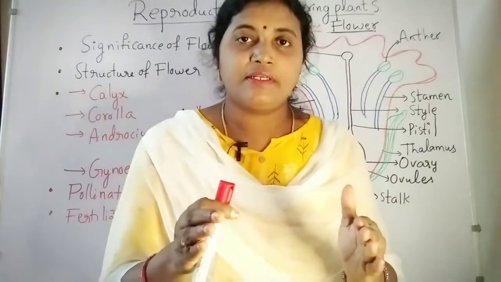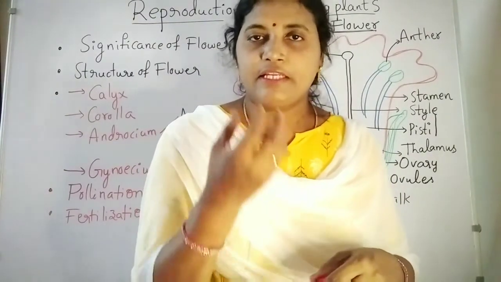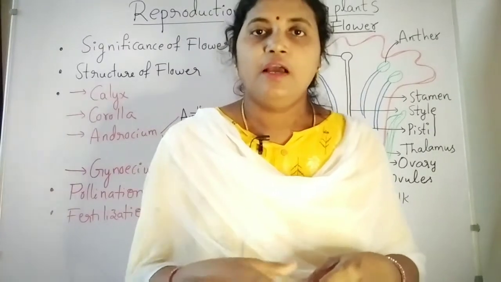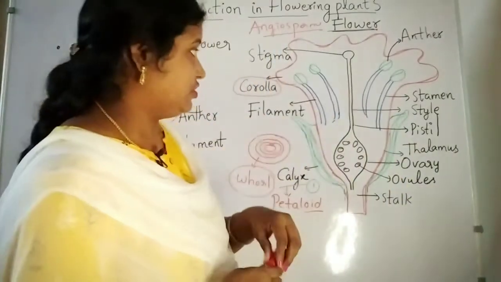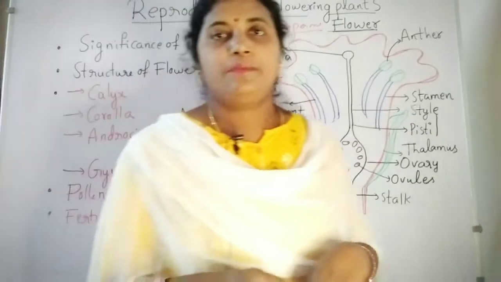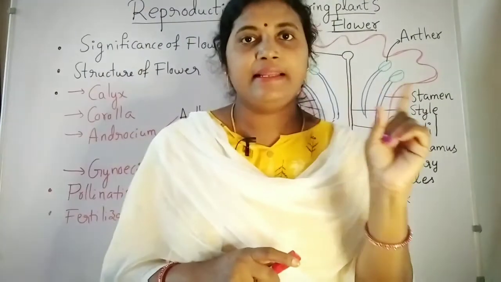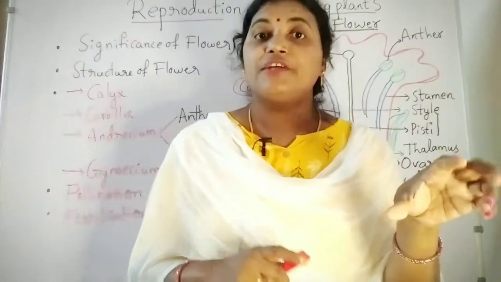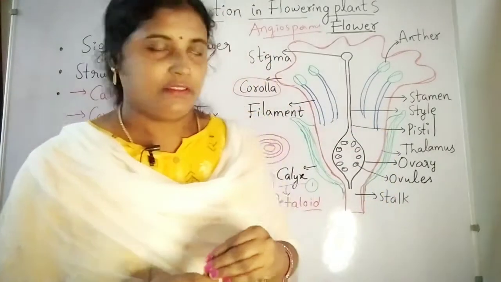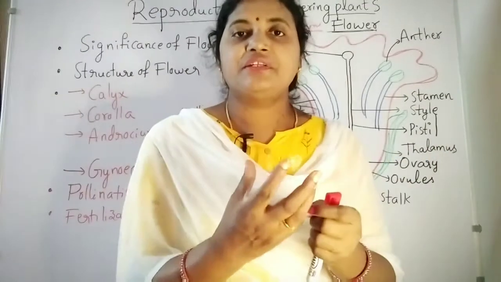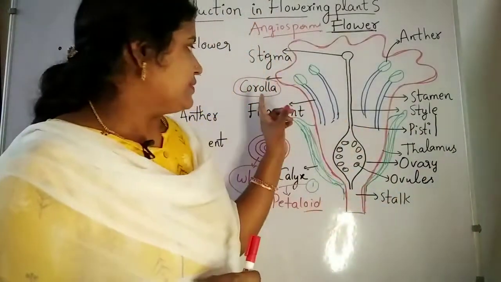How to attract the good pollinators? By having the fragrance, a very nice smell secreted from the plants, so that it can attract the insects and animals. Very important function. That is about the corolla. Corolla is made up of petals, which may be arranged in a single layer like hibiscus, or in many layers. Two types of petals are there: some petals are joined together and form a single unit, and some are free. So that is about the corolla.